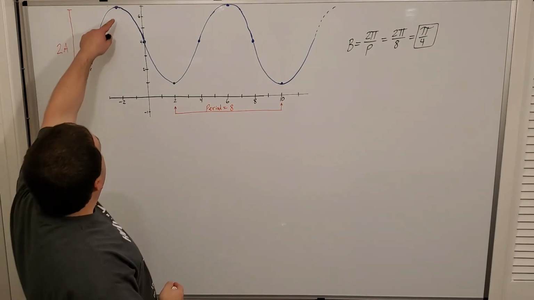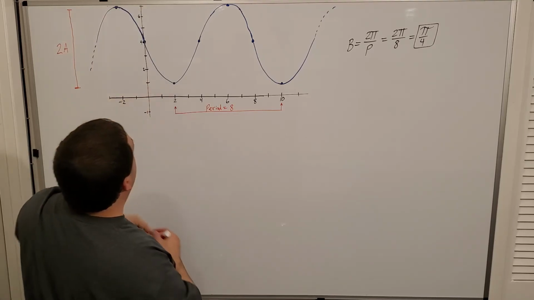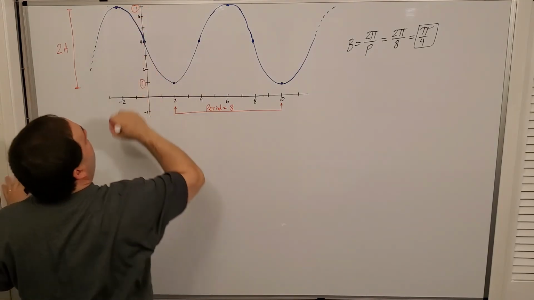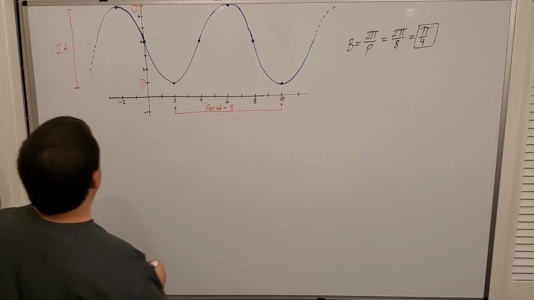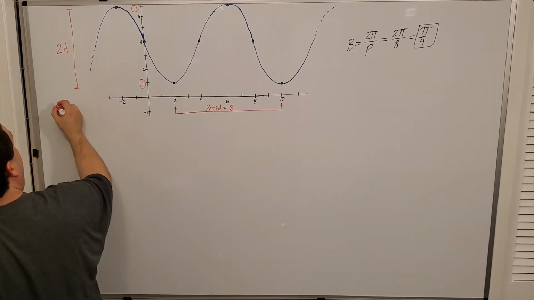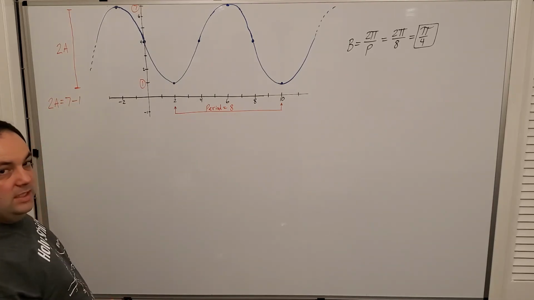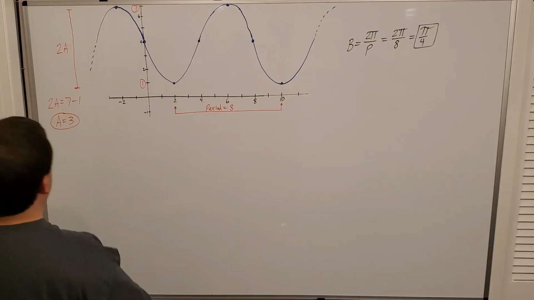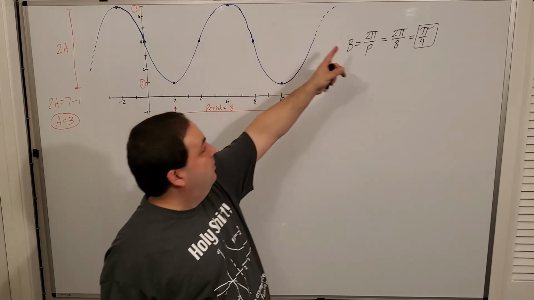Okay? So at my peak right here, you can see I'm at 7, and at the bottom here, I'm at 1. So I'm oscillating between 7 and 1 here. My range is the interval from 1 to 7, is another way to say that. Okay? So 2a is going to be 7 minus 1, the distance between them. This is telling me that a is 3 because 2a is 6. So now I've got my amplitude and my frequency number.